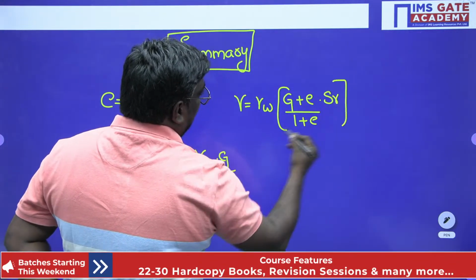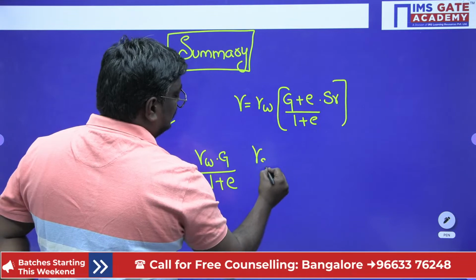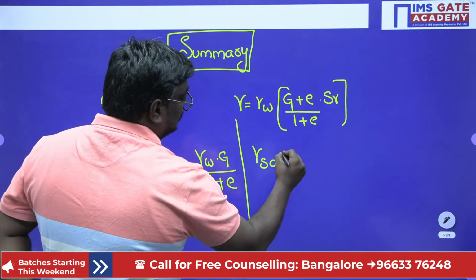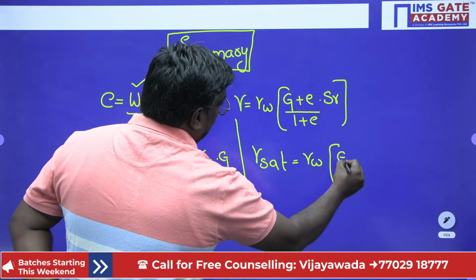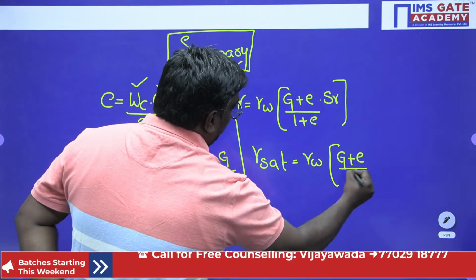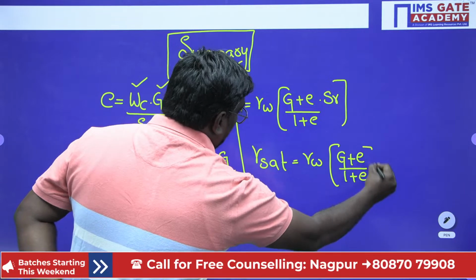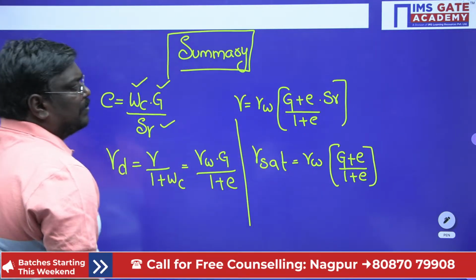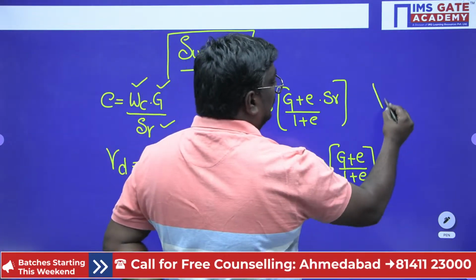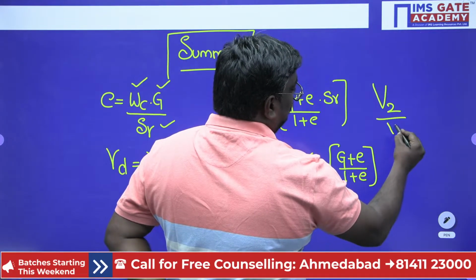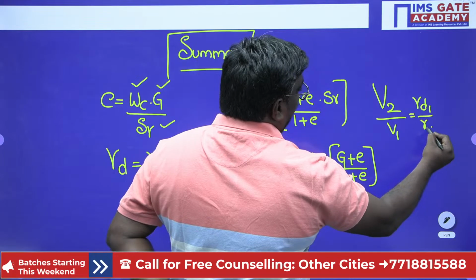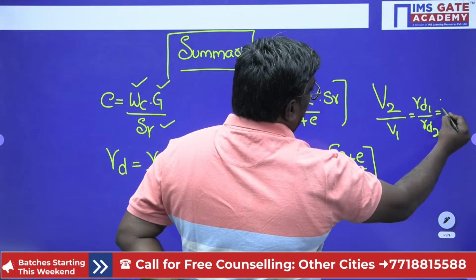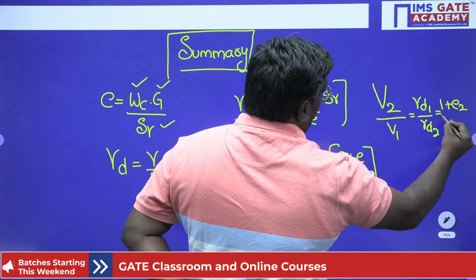In case of gamma sat, you will take gamma sat is equal to gamma W into G plus E upon 1 plus E. And remember, we have discussed borrow pit problems. You know, V2 by V1 is equal to, this is a very important relation, students: gamma D1 by gamma D2 is equal to 1 plus E2 upon 1 plus E1.